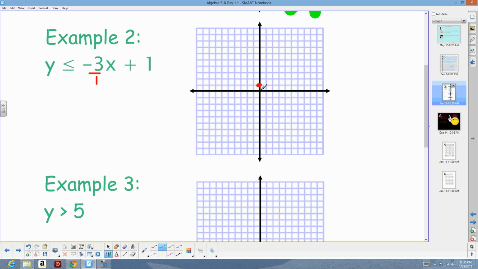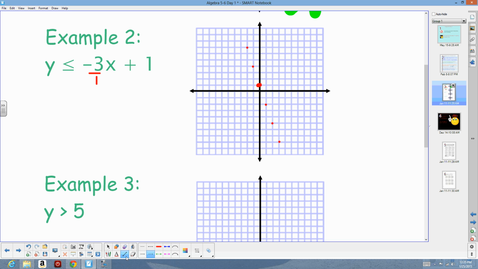So from that point, go down 3 and to the right 1. Down 3 more and to the right 1. Down 3 and to the right 1, and so on. Instead of going down 3 and to the right 1, you could go up 3 and to the left 1. As long as you go in a negative direction once for a negative slope, you're going to end up in the right spot.